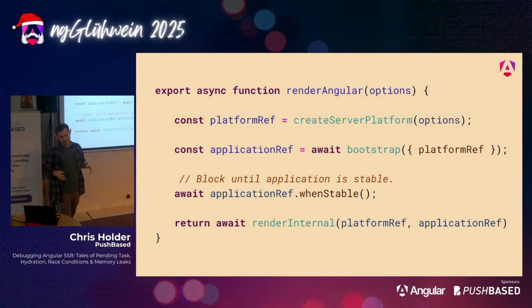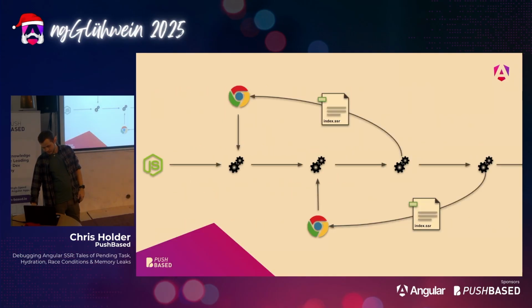Then we go ahead and render the internal parts, essentially serializing the application and then destroying the application so that it doesn't persist in memory. This allows us, at a moment in time, to tell the application and the server itself that we're done. This application is now stable, and we're ready to send out an HTML for the user.